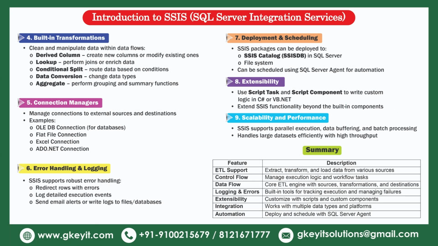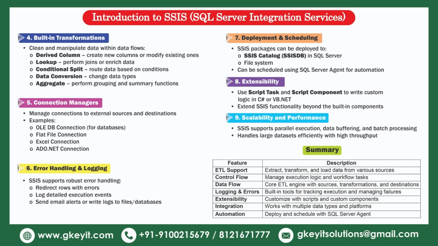And the fourth feature would be built-in transformations. They are used to clean and manipulate data within our data flows. That is, derived column is used to create new columns or modify existing ones. Lookup is used to perform joins or enrich data. Conditional split is used to route data based on conditions. Data conversion changes data types. Aggregate performs grouping and summary functions.